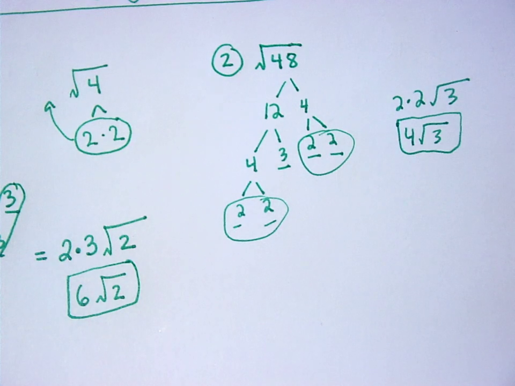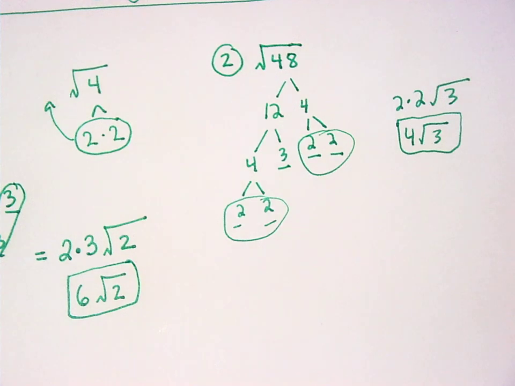Now, even if you broke it down into something other than 12 and 4, did anybody else start with something else? What did you guys start with? 6 and 8? Did you guys do 6 and 8 first? Okay, you should have still gotten 4 2s and a 3 when you break it all down, and that's the correct way to do it. Nice job.